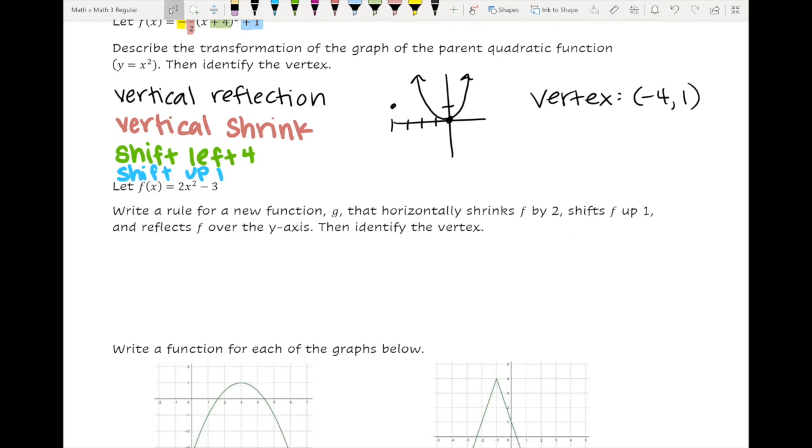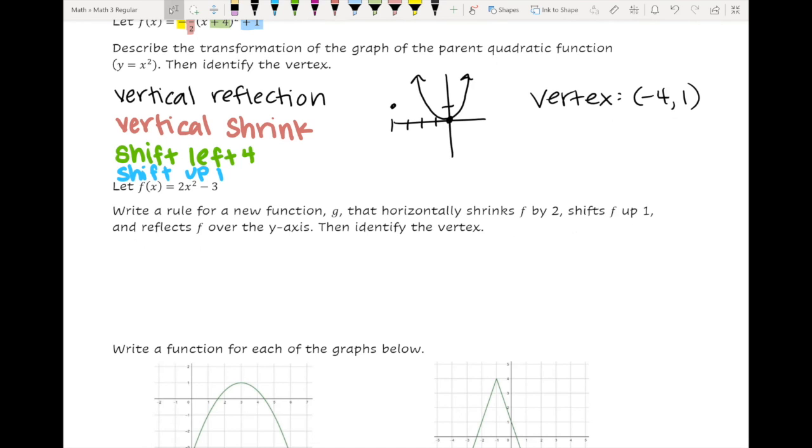Next up, it says let f of x equal 2x squared minus 3. Write a rule for a new function g that horizontally shrinks the function by 2, shifts f up by 1, and reflects f over the y-axis, and then identify the vertex. So again, we've got multiple things going on here. It says, first thing, horizontally shrinks by 2.